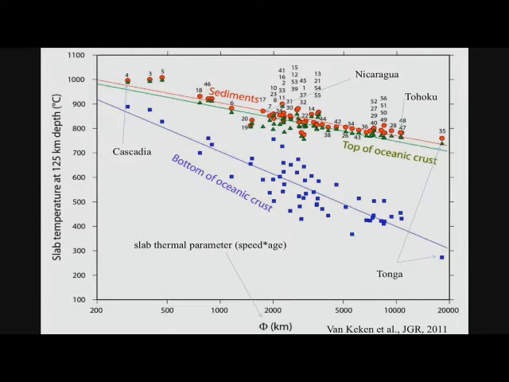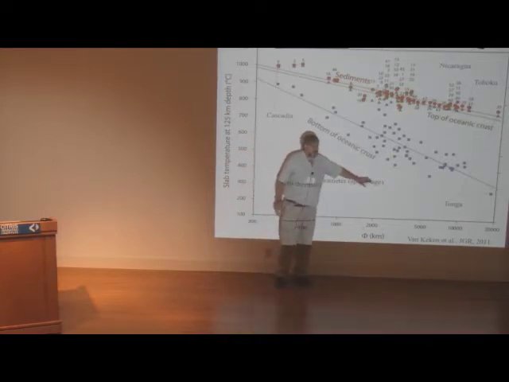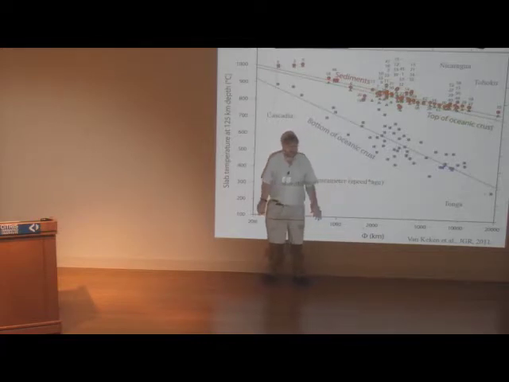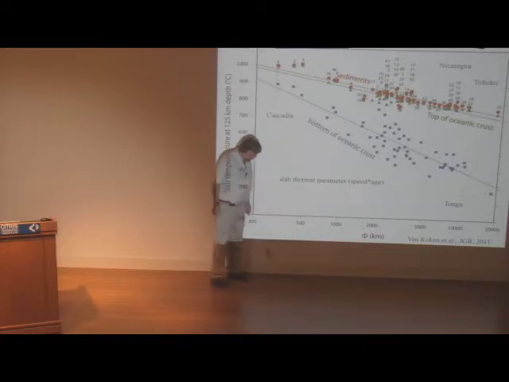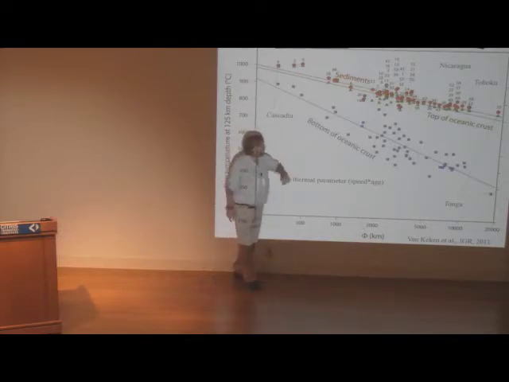This is the temperature at 120 kilometers depth at the slab surface. It's plotted as a function of the thermal parameter, which is simply the convergence speed times the age of the incoming lithosphere. The older a slab is, the colder it is; the faster it goes, the colder it is. And therefore, you have warm subduction with low thermal parameter. So we have Cascadia over here, Tonga over there, and then Nicaragua and Tohoku are also indicated.